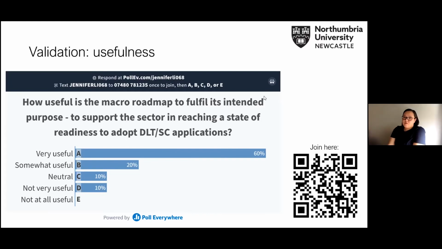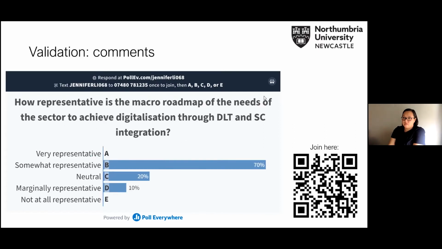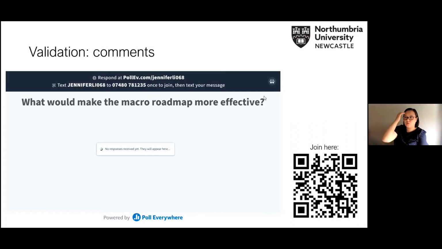So the final question in this poll, before I move on to the meso roadmap, is what would make this roadmap more effective? If you could add a couple of comments, if you feel that's appropriate, anything that I could take on board to develop into the next version and the next iteration of the roadmap.